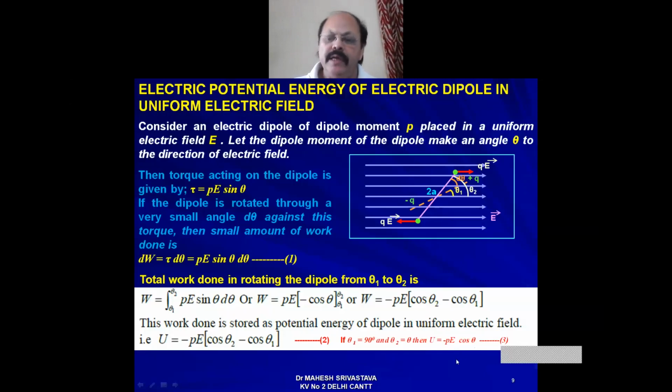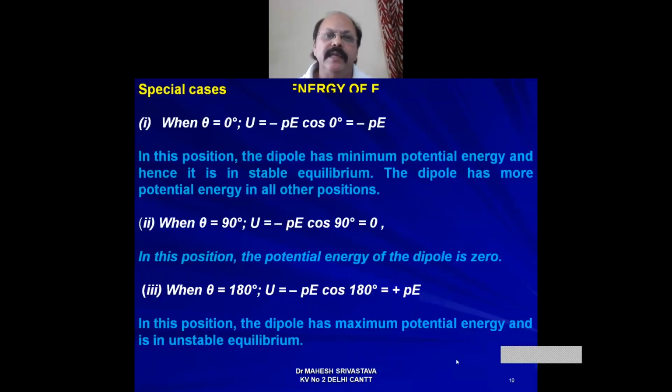Now further we take some special cases. When theta equal to 0 degrees, then from equation 3, U equal to minus PE cos 0. Cos 0 is 1, so this becomes equal to minus PE. In this position, the dipole has the minimum potential energy and hence it is in stable equilibrium. So this is the condition for the stable equilibrium.